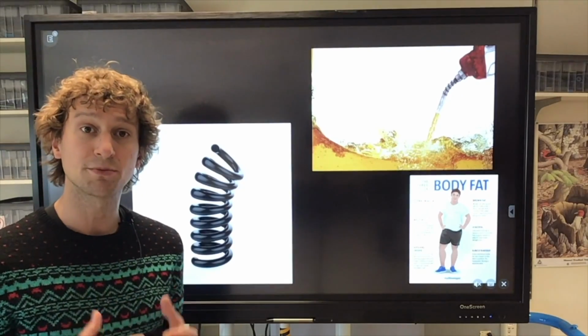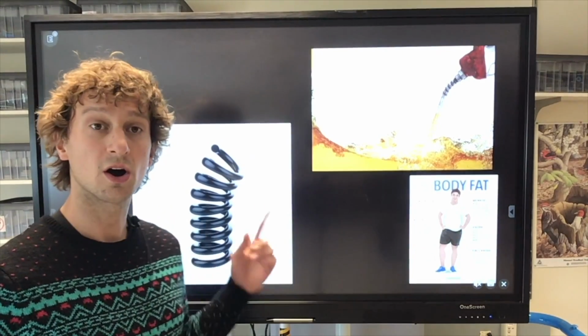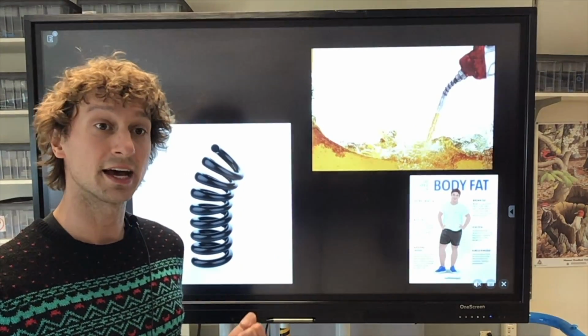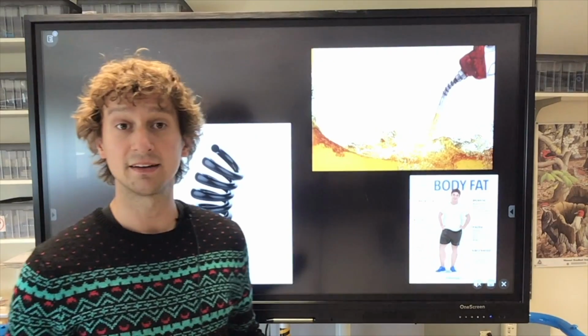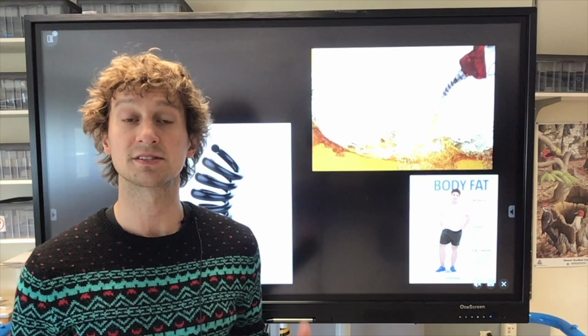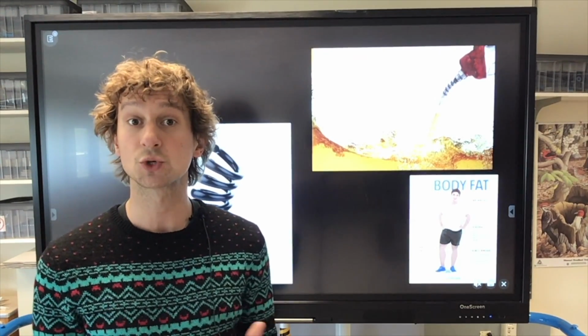Some examples of stored energy are a spring, storing potential and kinetic energy, and body fat. Our bodies will save chemical energy for us to break down into energy later for our bodies. And then another example of chemical energy is gasoline, which is stored for use in our vehicles, whether it's a car or a lawnmower or a motorcycle or even a school bus.